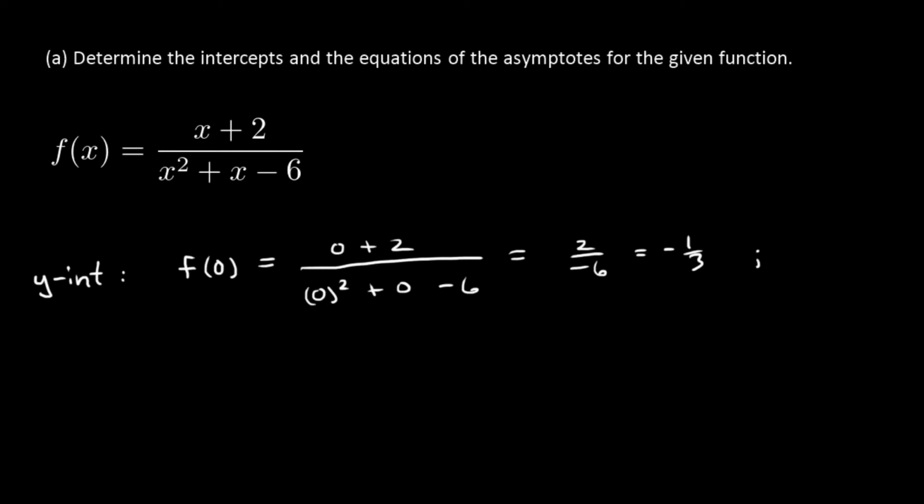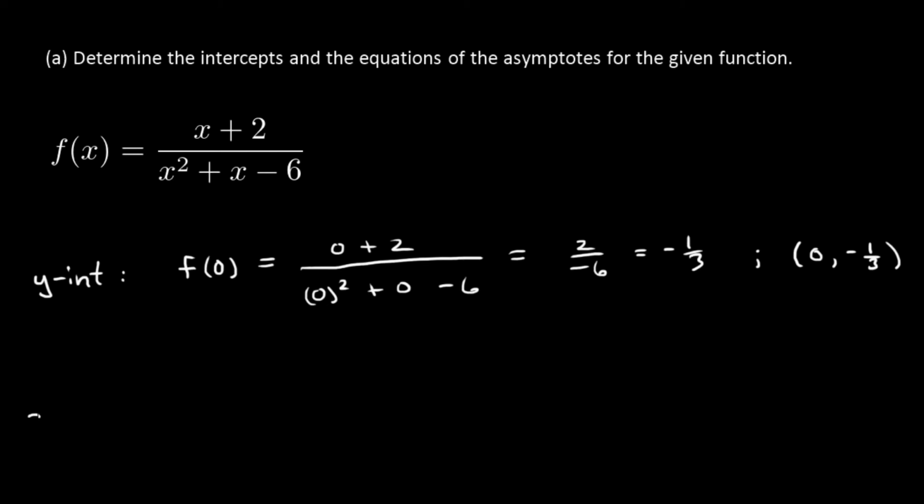And that gives us 2 over minus 6, or negative 1/3. And as always in IB, we should probably state that as a set of coordinates, even though it doesn't really state the difference here. So anyway, when x is 0, we would expect our y value to be negative 1/3 for this function.